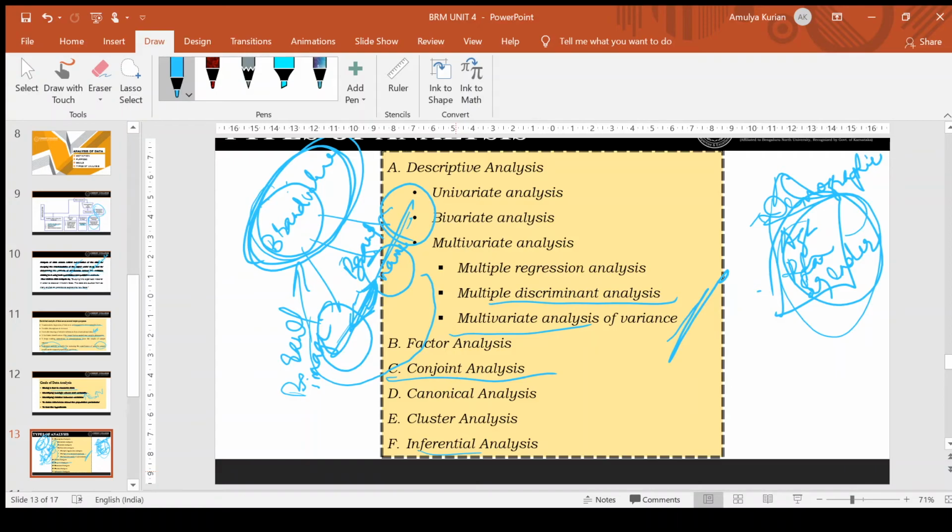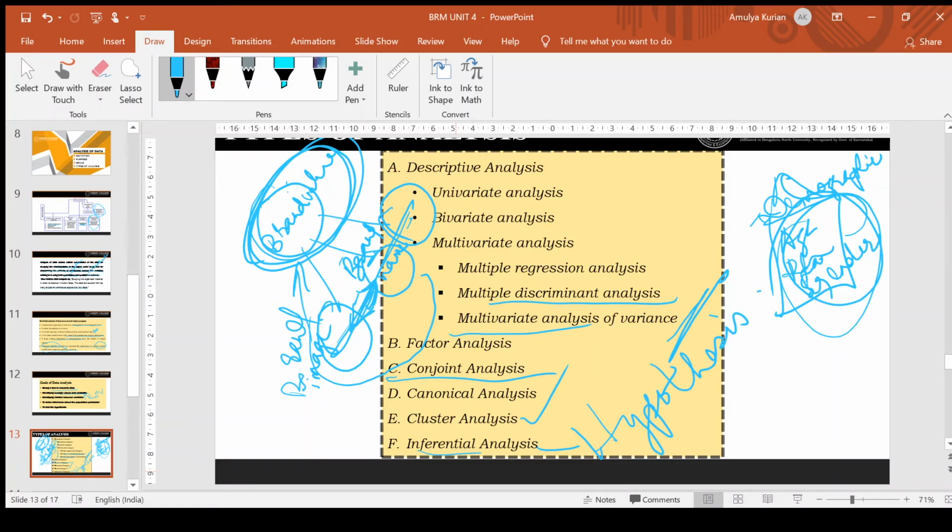Next one, cluster analysis. It is a set of interdependence techniques for grouping similar objects or people, or making homogeneous group of clusters. The data is grouped together under different clusters which is having same or common features. The last one is inferential analysis. It is concerned with various tests of significance for testing hypothesis. So in this one there is hypothesis which is involved.